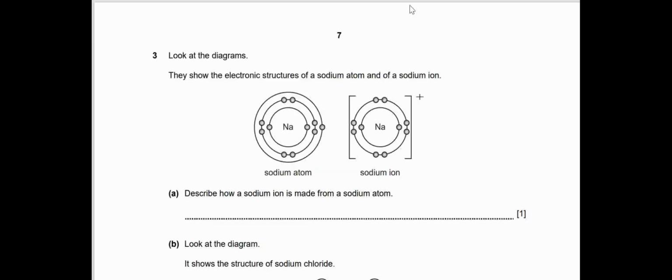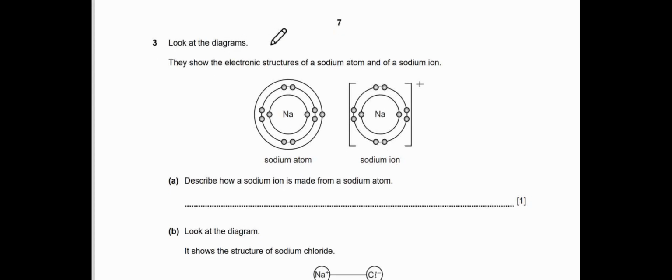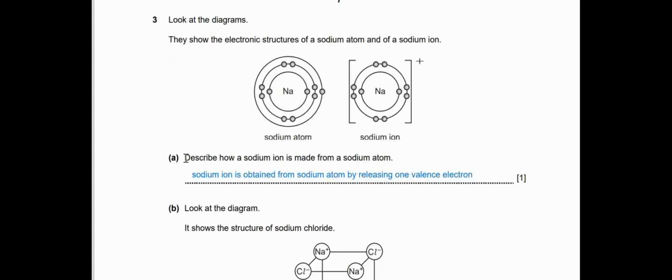Okay, next. Question 3, look at the diagram. They show the electronic structures of a sodium atom and of a sodium ion. This is the sodium atom with the valence electron 1 in here, and the sodium ion with positive charge +1, where the 1 valence electron has been released. That's why it has positive charge. Can I describe how a sodium ion is made from a sodium atom? So here we go, we type down: sodium ion is obtained from sodium atom by releasing 1 valence electron. So this particular electron, this one, has been released.